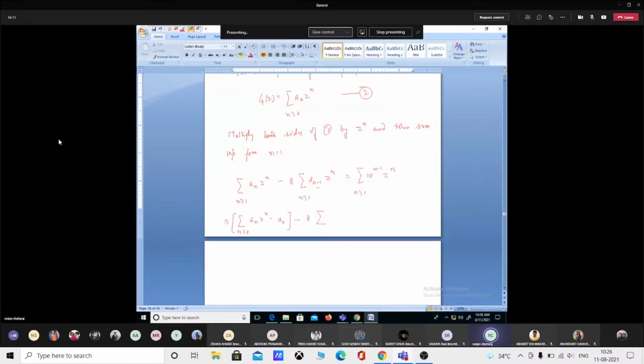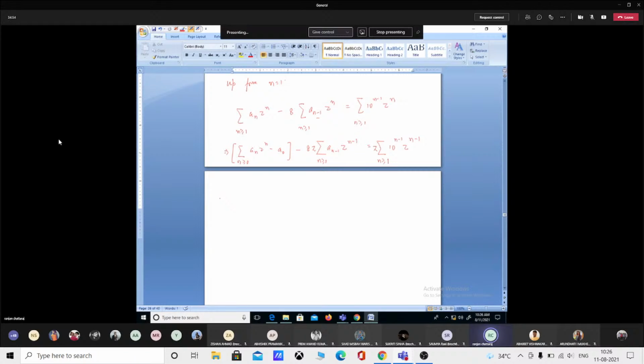So you are writing a_{n-1}. Directly you can write z^{n-1}, so we divide by z, so multiply this by 8z also. And this side is again n minus 1, so we need to make it n minus 1: 10^{n-1} z^{n-1}. So again we multiply this side by z. We proceed stepwise.